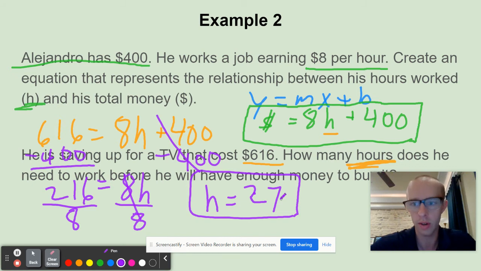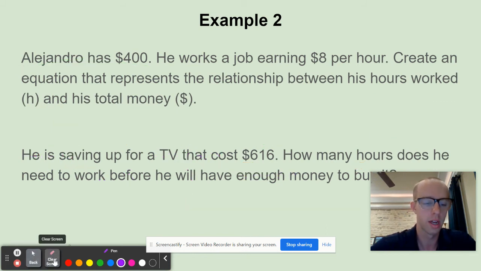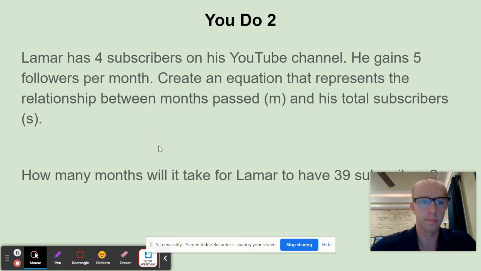After 27 hours, making $8 per hour and starting with $400, he'll have $616, which is how much he needs to afford the TV. All right. I want you to go ahead and pause the video and try this you do on your own.